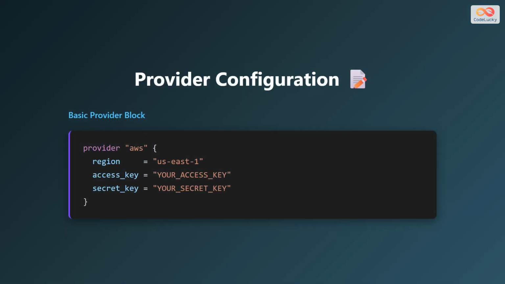To use a provider, you need to configure it in your Terraform code. Here's a basic example of an Amazon Web Services provider block. You specify the provider name in quotes, followed by curly braces containing the configuration. The region parameter defines where your resources will be created, in this case, US East 1. The access key and secret key are your AWS credentials that authenticate Terraform to your account. However, it's important to note that hard-coding credentials like this is not recommended for production environments.